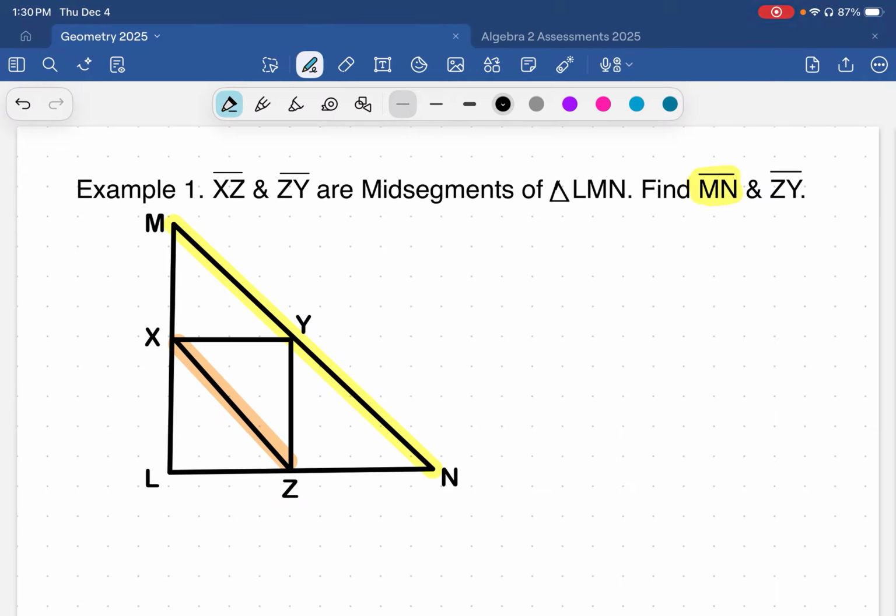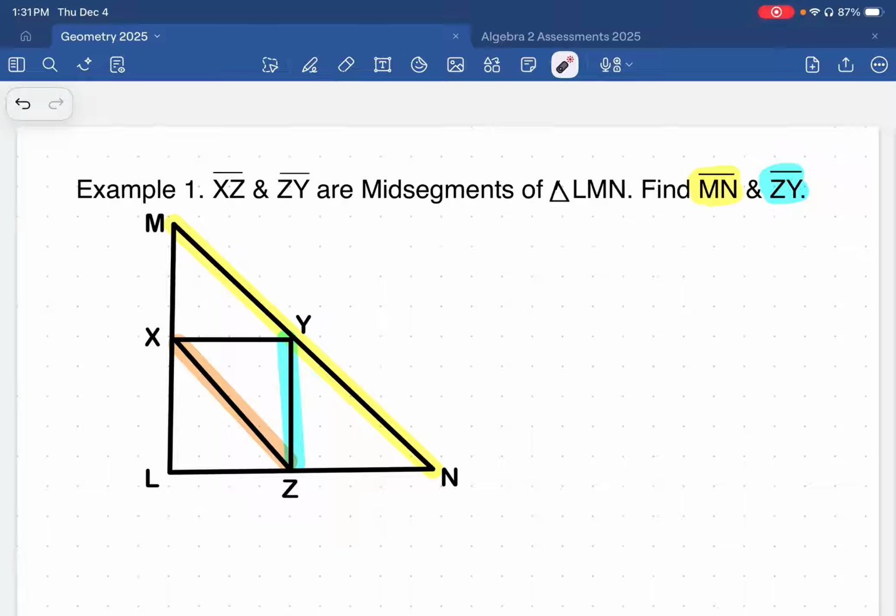Okay. Now I'm going to pick another color for ZY. And I can see automatically that ZY is inside the triangle, so it is a midsegment. All I have to do is figure out which side is parallel to it. Now, this is not a side because it touches the highlighted ZY at Y. This is not a side because it touches the highlighted side ZY at Z. So I'm not using these two, which means I have to use one of these 3.